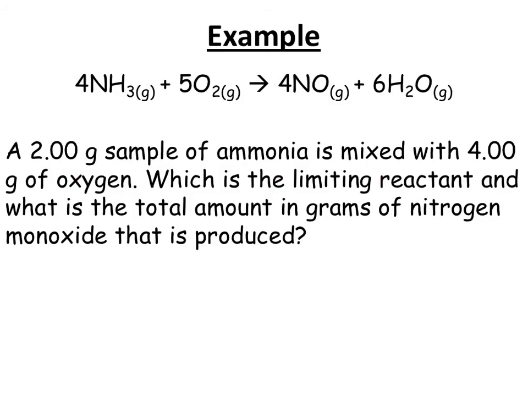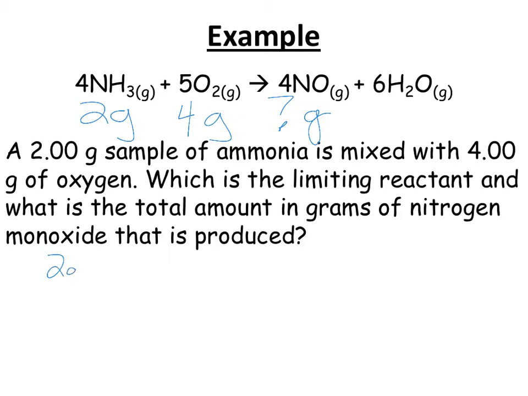All right, one more example. Hey, this time I was nice and I actually balanced the equation. So we've got 2 grams of ammonia mixed with 4 grams of oxygen. Need to know the limiting reactant and the total amount of nitrogen monoxide. So I'm looking for this in grams.